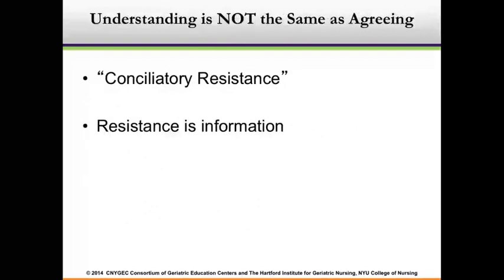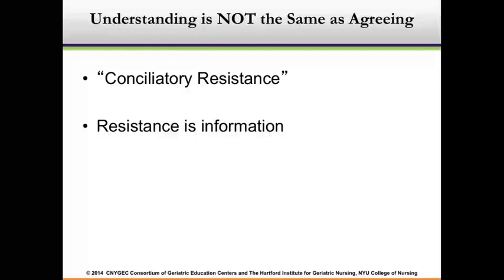And just another note of clarification is that understanding is not the same as agreeing. And that's where people have this conciliatory resistance. They will say, yes, yes, I understand, yes, yes, that's all good, and they go home and they don't do what you want them to do. Because they are not agreeing with you. They're understanding you, I get it, but they're not going to do it because they don't want to and they don't agree with it.